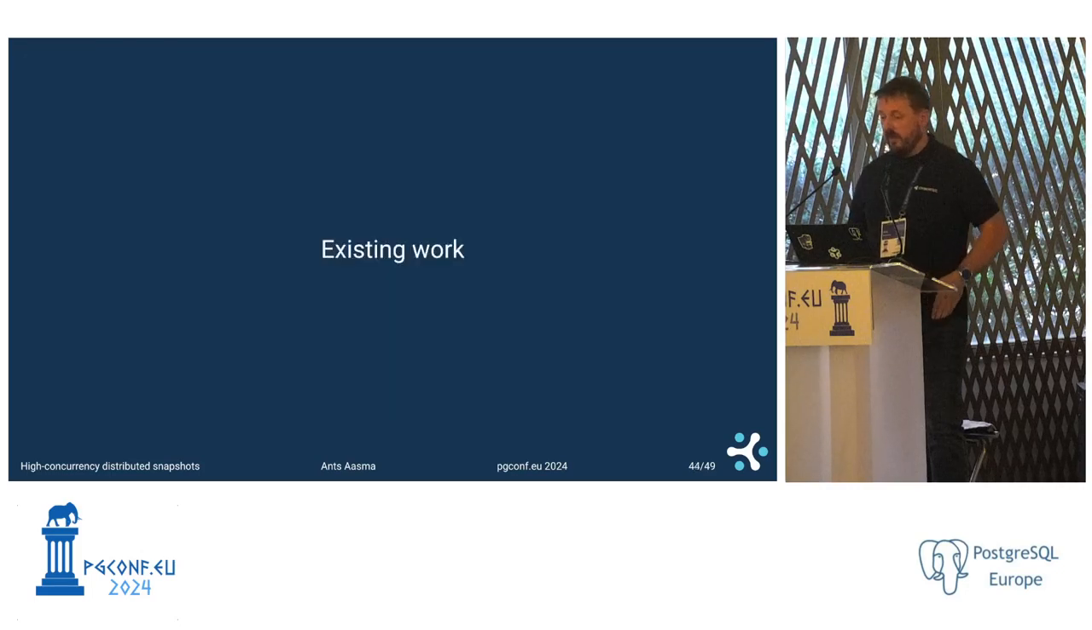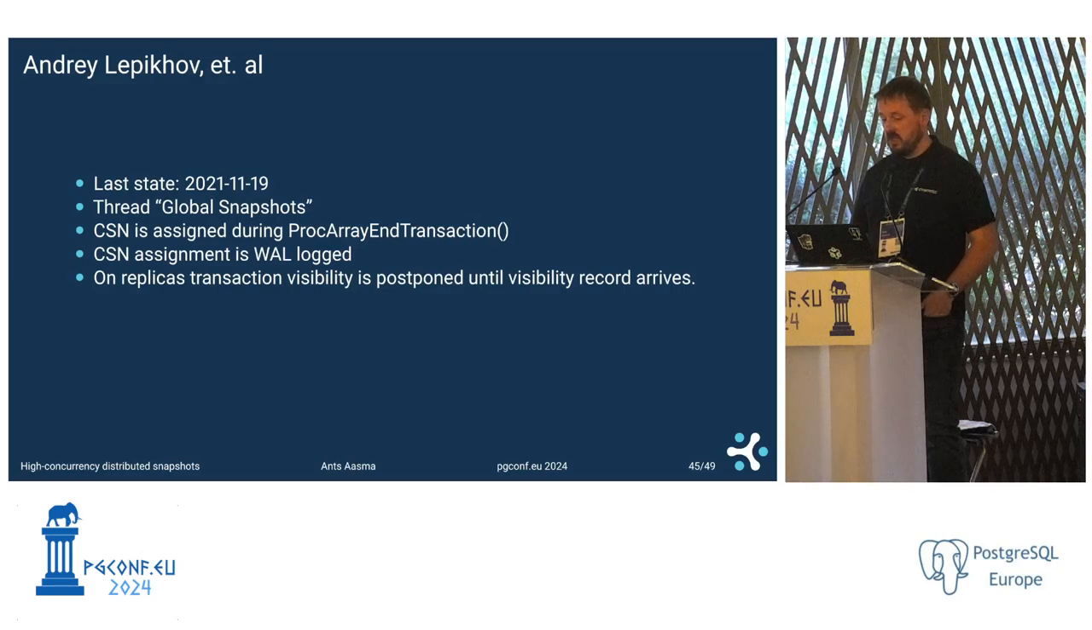Okay, and to quickly cover existing work on this, there is a patch by Andrei Lepikov and others that is implementing this global snapshot stuff. And this patch is assigning CSN during this ProcArrayEndTransaction, so while we are making ourselves visible, and then is writing it to the write-ahead log. And it means that replica visibility is postponed until this visibility record arrives.